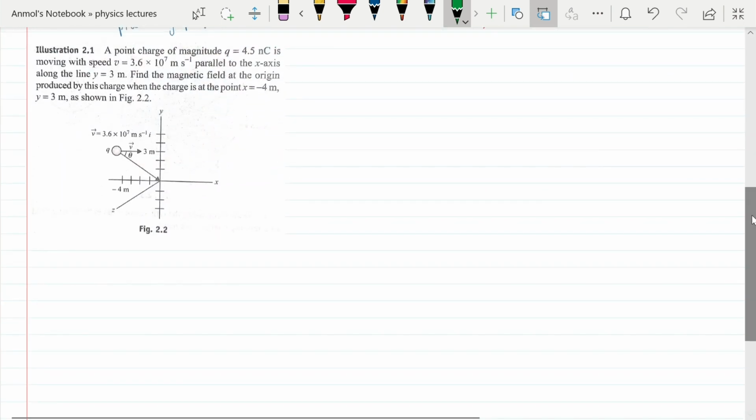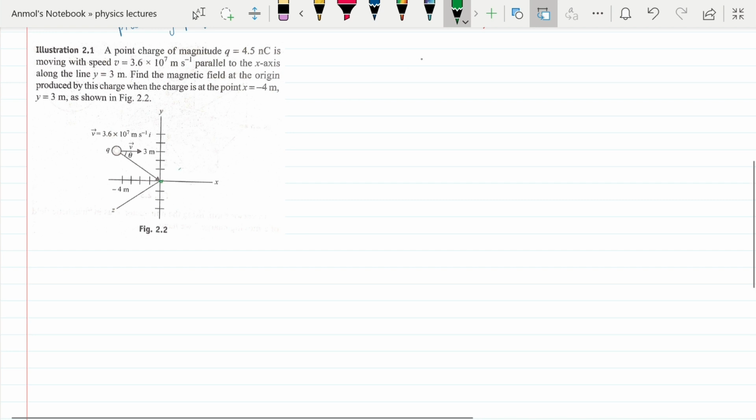So here we have this illustration. It is again a similar type of question: a point charge of magnitude q is moving with speed v parallel to the x-axis along the line y equals 3 meters. Find the magnetic field at the origin produced by this charge when the charge is at the point x equals minus 4 meters. Okay, so this is the point and I am interested in finding the magnetic field.